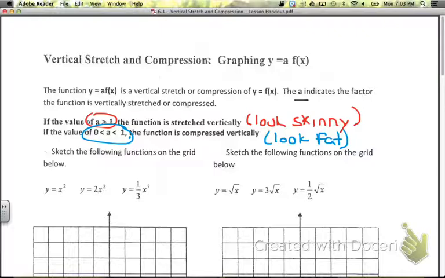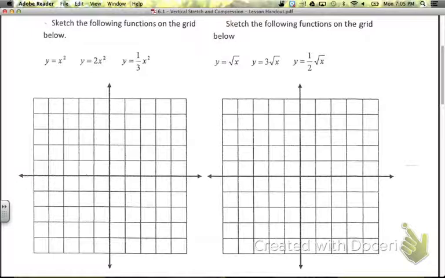So let's go ahead and sketch a couple of the functions. We'll begin by sketching y equals x squared, which is our base function. So we can plot our points (0, 0), (1, 1), and (2, 4). And similarly on the left hand side of our origin, (-1, 1) and (-2, 4). Connect our points there and make sure that we do label. So that's our y equals x squared.